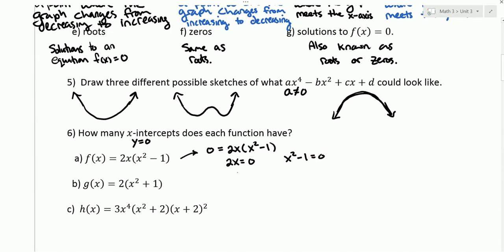If I divide by 2, I get x is 0. Here we can factor further, the difference of two squares, so (x plus 1) times (x minus 1) equals 0. So if x plus 1 is 0, we get x equals negative 1. And if x minus 1 is 0, we get x equals positive 1. So we see there are three different x-intercepts for A.